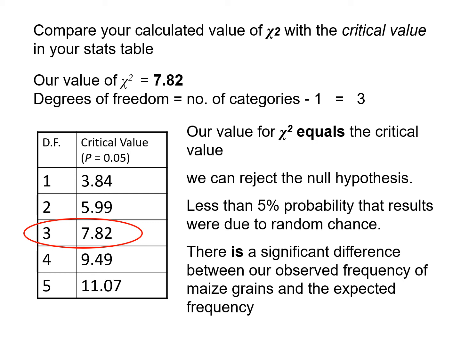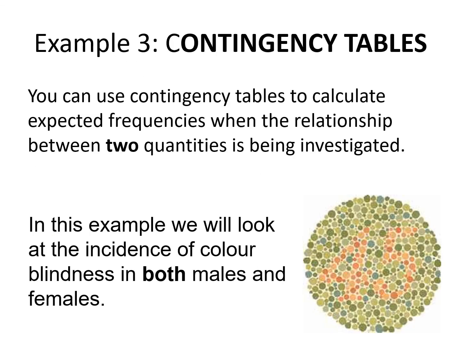And finally, we finish off with the alternative hypothesis that there is a significant difference between our observed frequency of maize grains and the expected frequency of maize grains. In example 3, we are introduced to the concept called contingency tables.